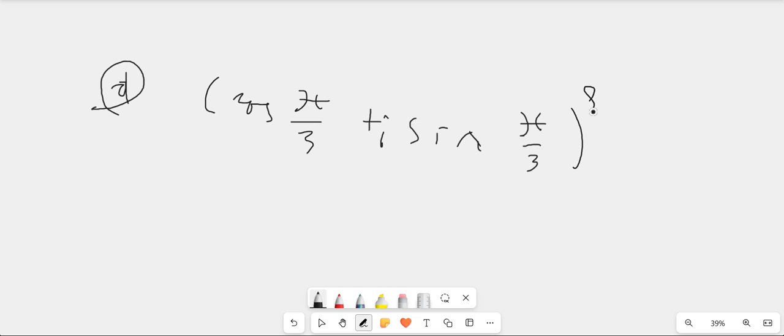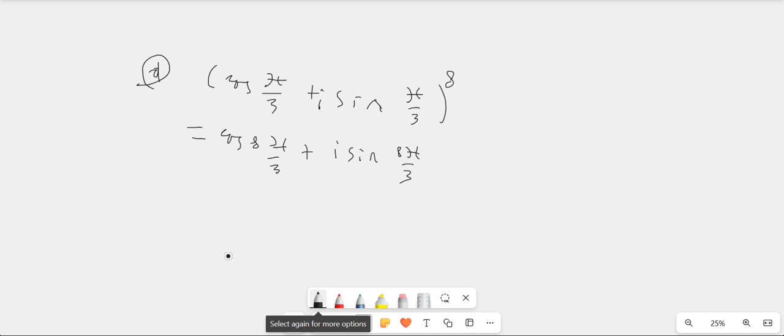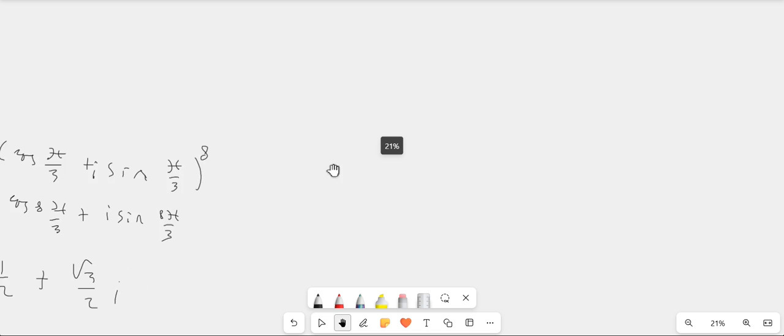Again, cos pi over 3 plus i sine pi over 3, and you're going to do that to the power of 8. It's a bit of a mad one, but you want to do it to the power of 8. That's going to give you cos 8 pi over 3 plus i sine 8 pi over 3. Put that in the calculator again and it's going to give you minus 1 over 2 plus root 3 over 2 i. Pattern.